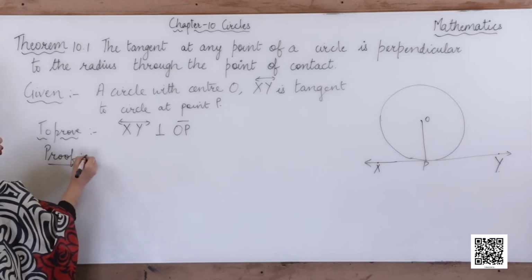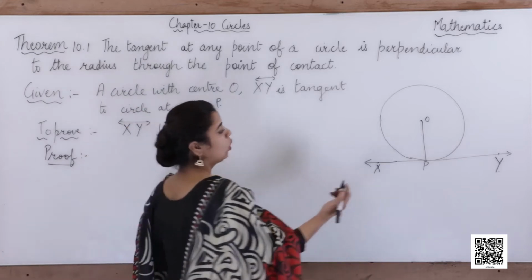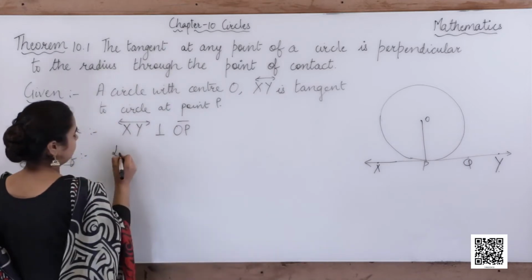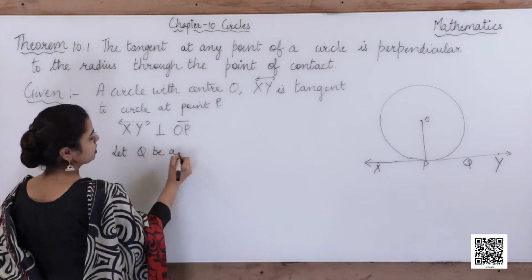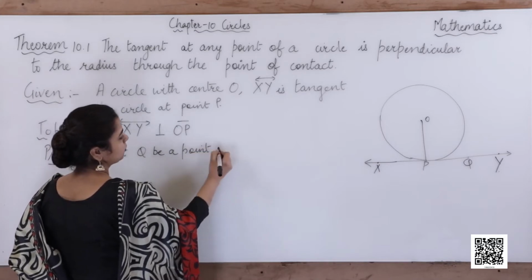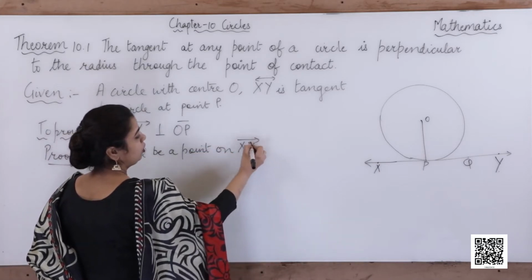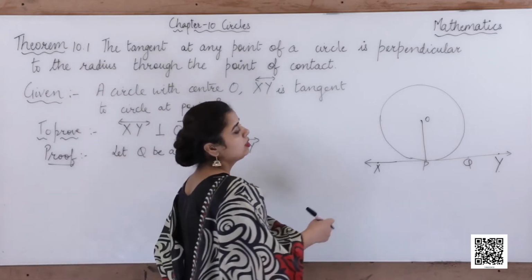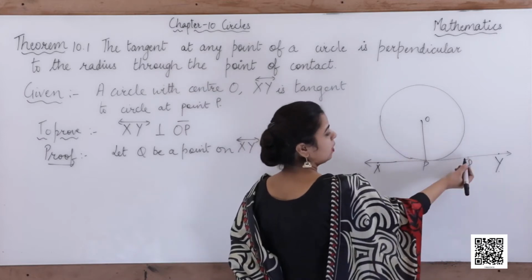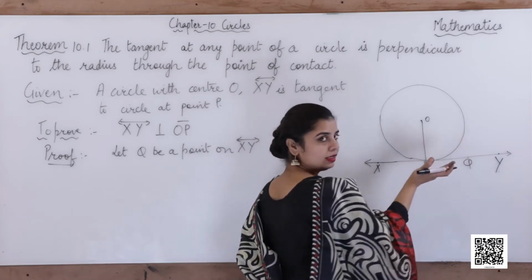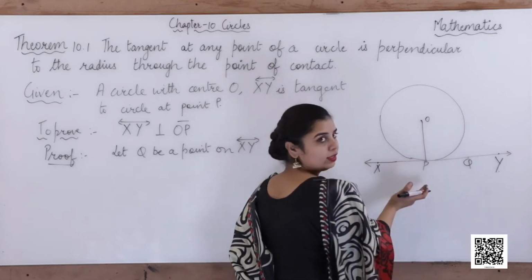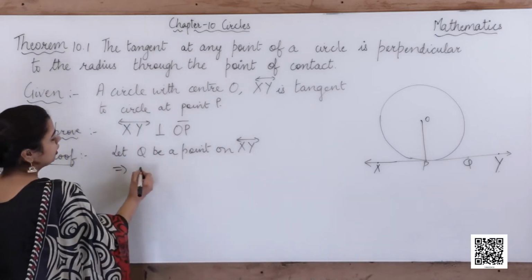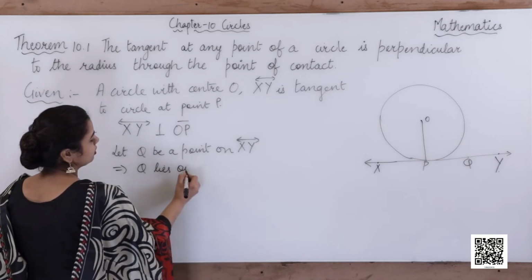What are we going to do? We are going to take any point Q on this tangent XY. So let me take a point Q. Let Q be a point on XY. Now what do you think? Will Q lie outside the circle or inside the circle? Certainly it will lie outside the circle, because if it lies inside the circle, that would mean that XY is cutting the circle at 2 points, which is not true because it is a tangent, not a secant. So clearly Q lies outside the circle.